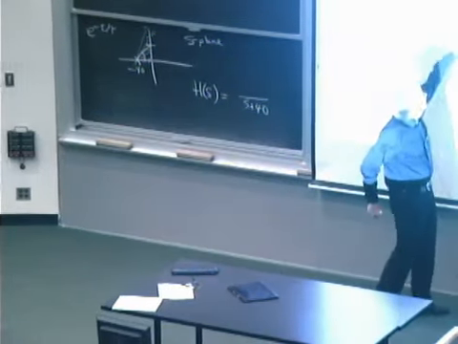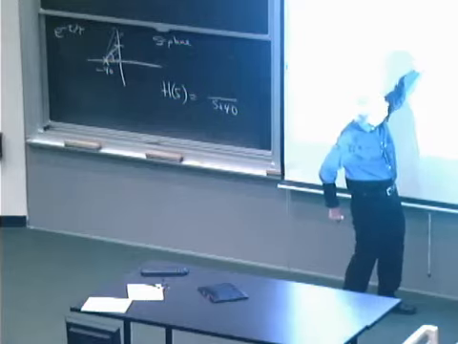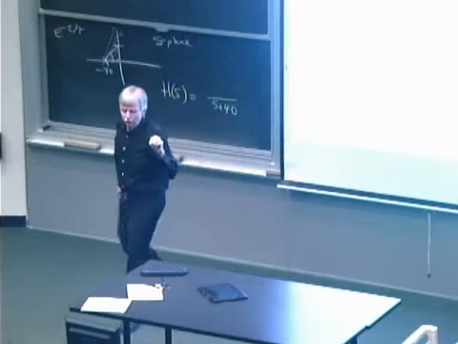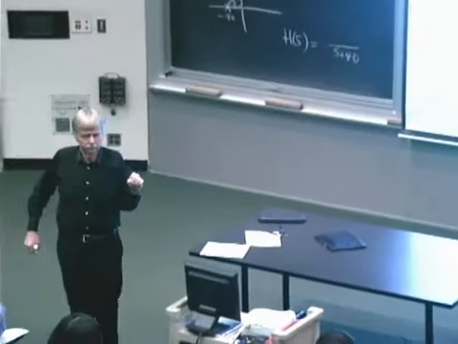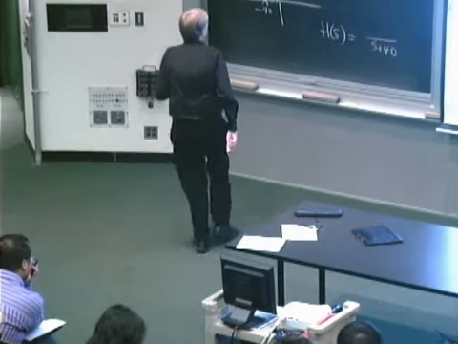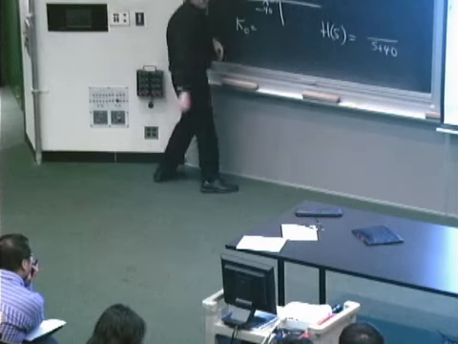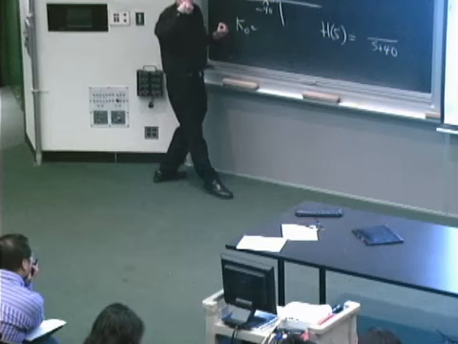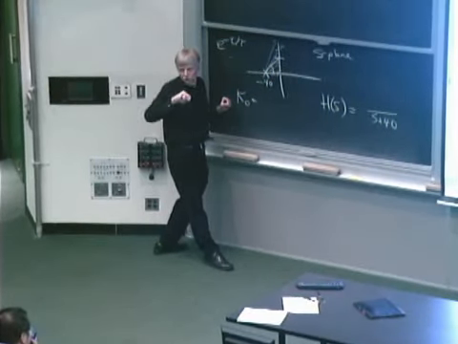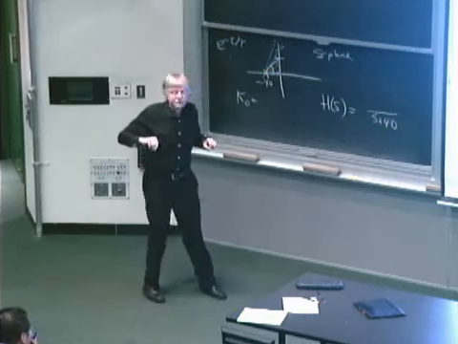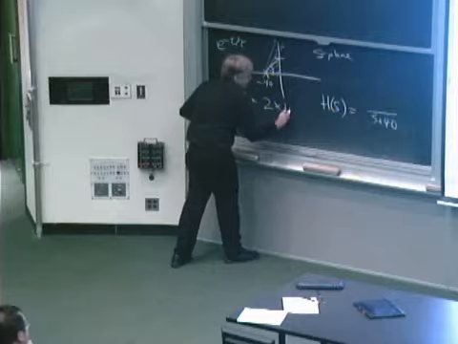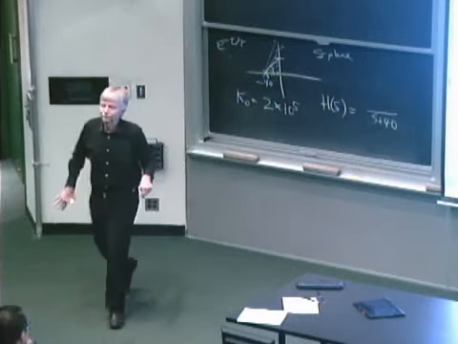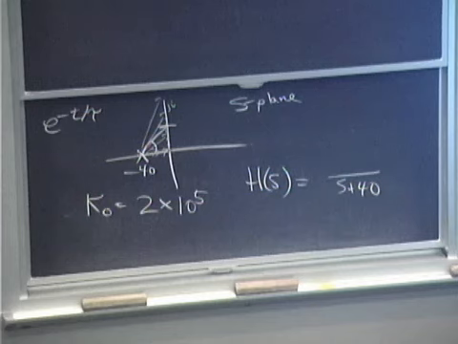So how big is the gain? How big is the gain when frequencies go towards 0? What's the gain at 0? Let's define the gain at 0 to be k0. So what is the gain at 0? 2 times 10 to the 5. Right, it's a little bit above the 10 to the 5 line. So now if I define k naught to be that gain at 0, what's the numerator over here?